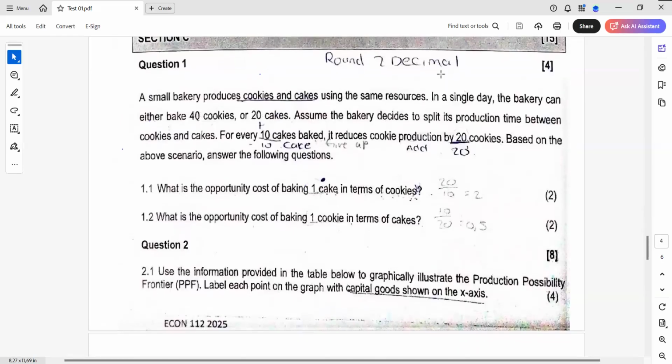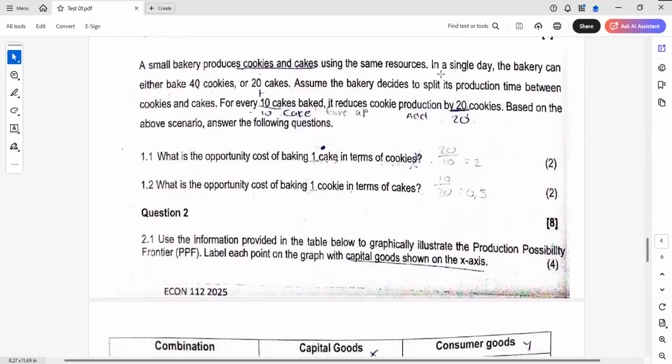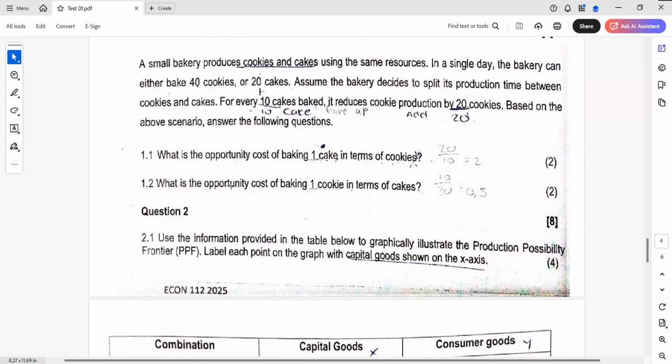So question one, session C. They're saying that a small bakery produces cookies and cakes using the same resources. In a single day, the bakery can either bake 40 cookies or 20 cakes. Assume the bakery decides to split its production time between cookies and cakes. For every 10 cakes baked, it reduces cookie production by 20 cookies. Based on the above scenario, answer the following questions. What is the opportunity cost of baking one cake in terms of cookies?